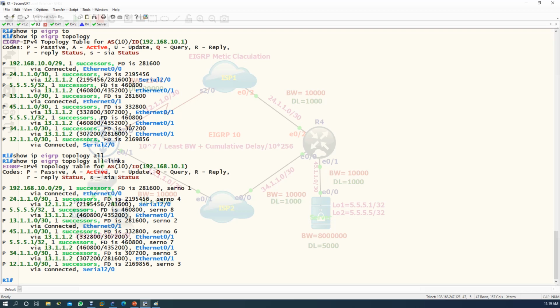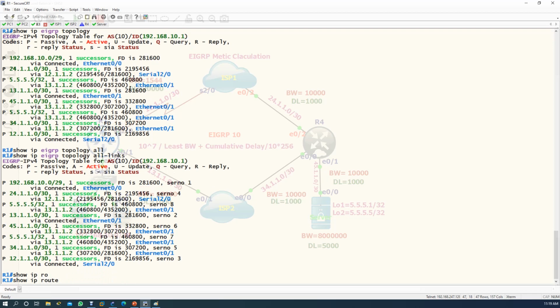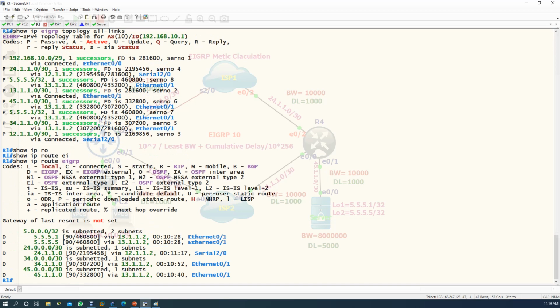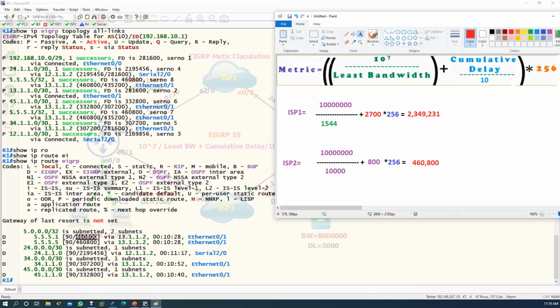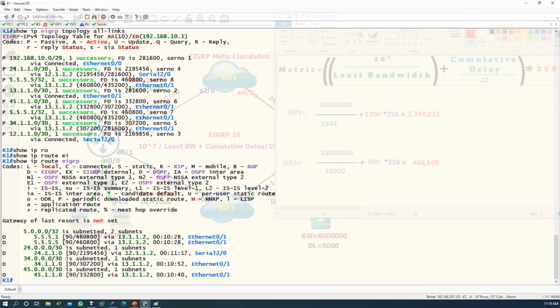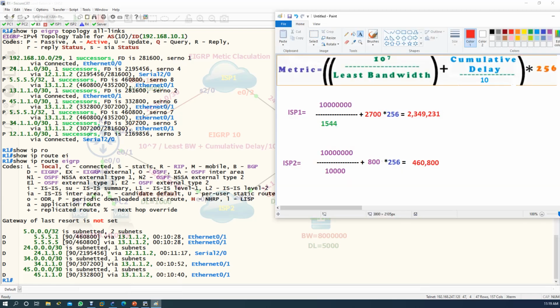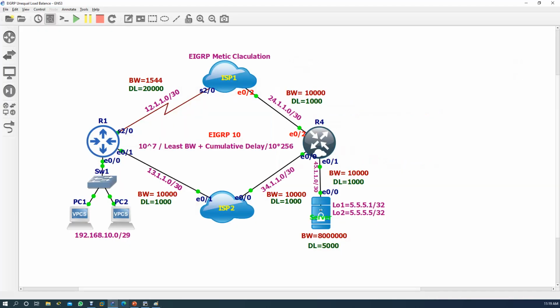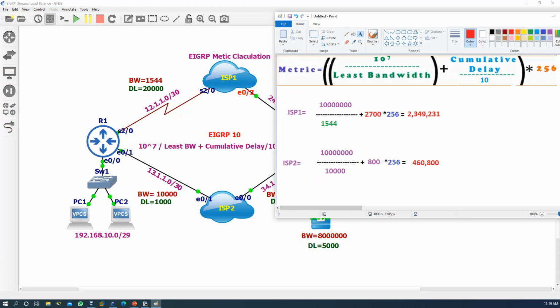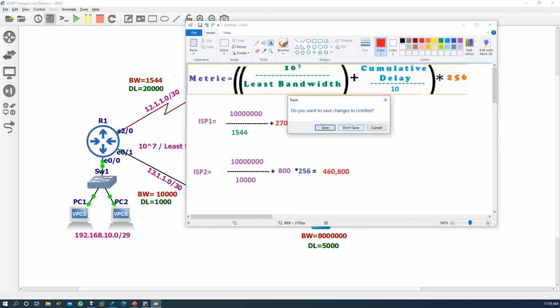Okay, now see, to reach 5, what is the best? 460800, right? If you check this with IP route EIGRP, to reach 5, the best is 460800. This is the way they calculate. This other one is also a path, but it is very high, so that's why it is not in the routing table. So this is the process of how we calculate the metric.